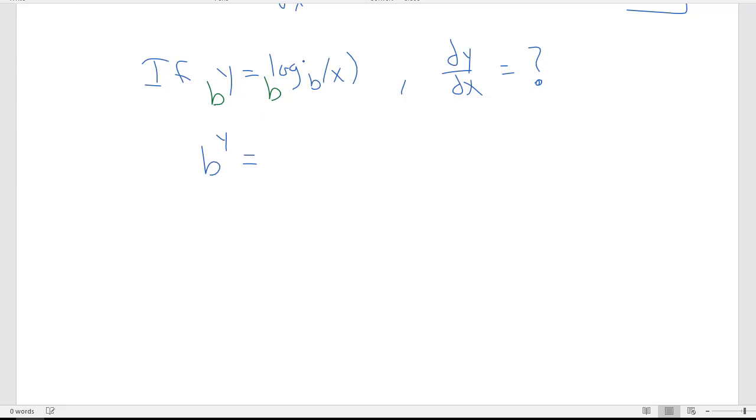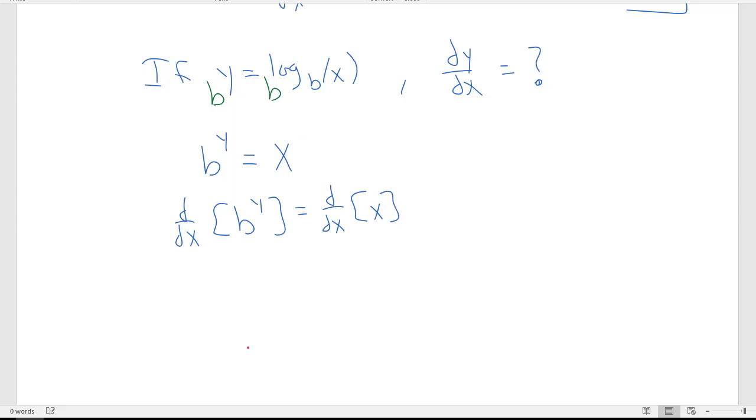And then remember over here, these are inverse functions. B to the power and log base b of something, these are inverses. They wipe each other out, and I get just x. So just like in the last example, we want the derivative with respect to x of our function y. So we're going to operate on both sides of this expression, finding the derivative with respect to x.